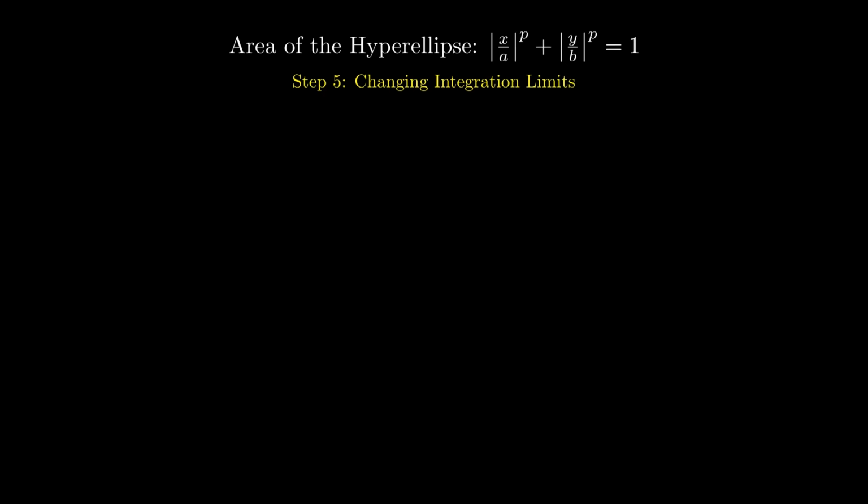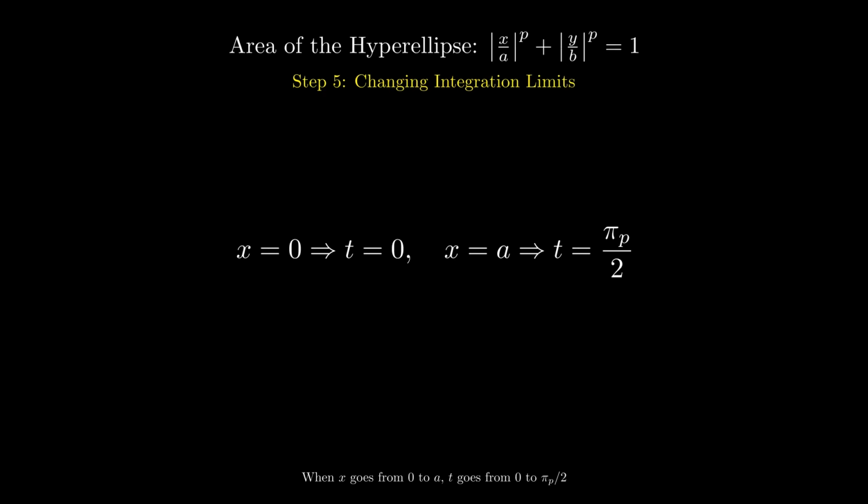Also, a substitution requires us to change the integral boundaries. So if we set x equal to 0 and x equal to a in our substitution, that means that sin_p of t has to equal 0, respectively 1, making t equal to 0 and pi_p over 2.